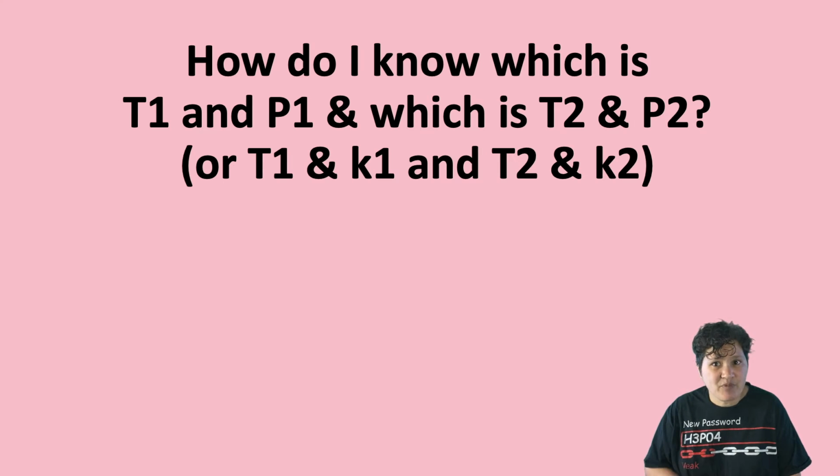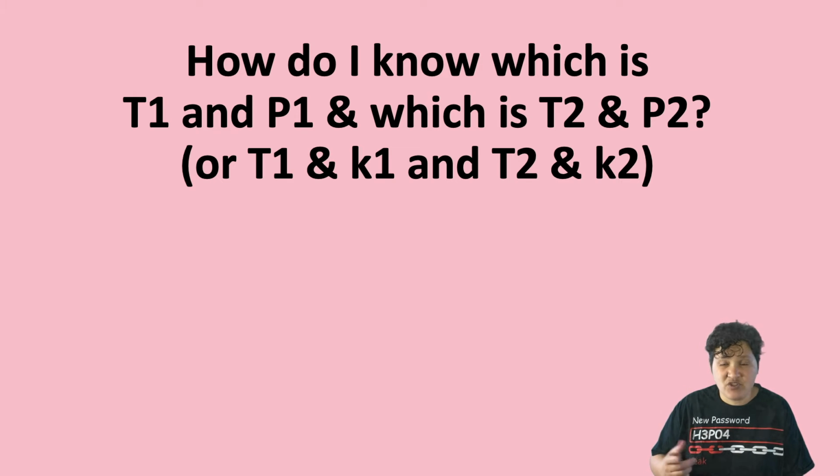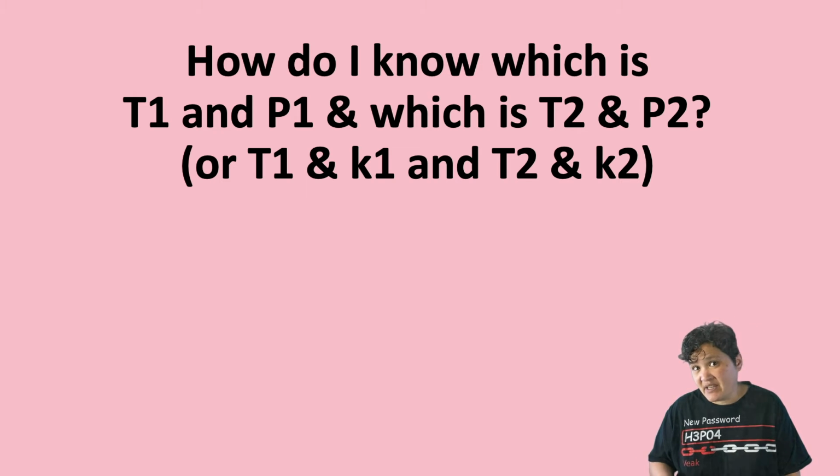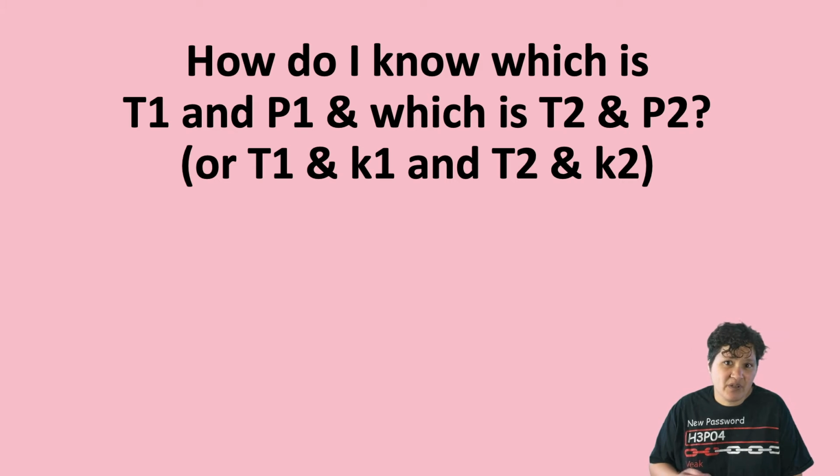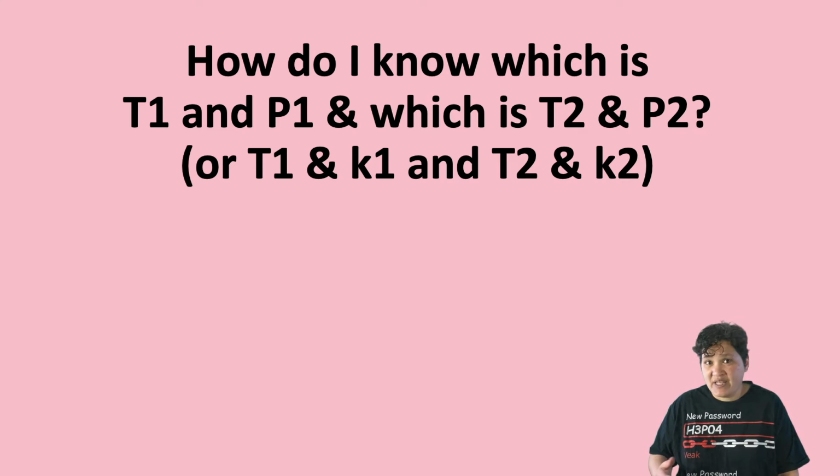So on to our second question, probably the most asked question I get. For the Clausius-Clapeyron equation, how do you know which one is T1 and P1 and which one is T2 and P2? And for Arrhenius, how do I know which one is T1 and K1 and which one is T2 and K2? Well, the answer is pretty simple.